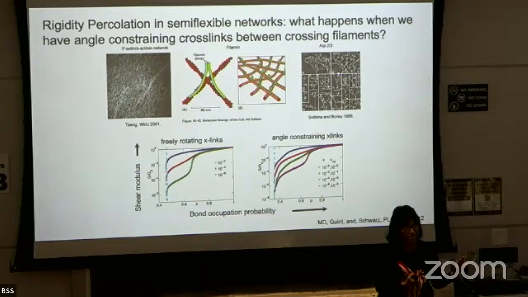So does that make sense? Just from the point of view that you have more constraints, so you need less material to be rigid, right?